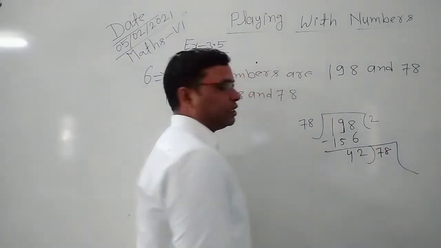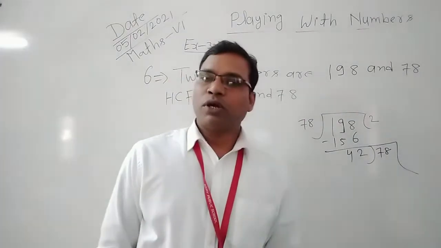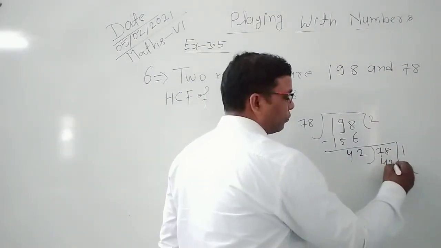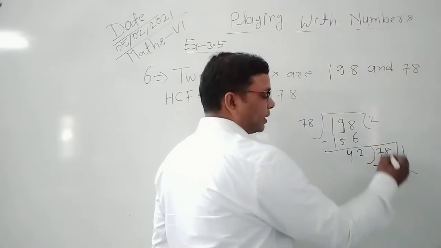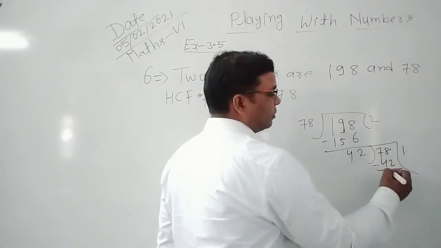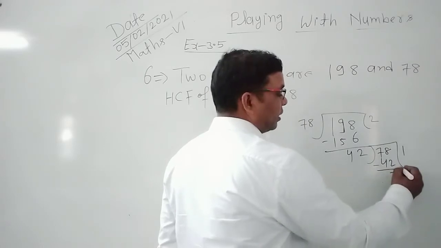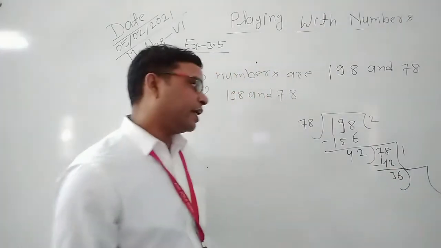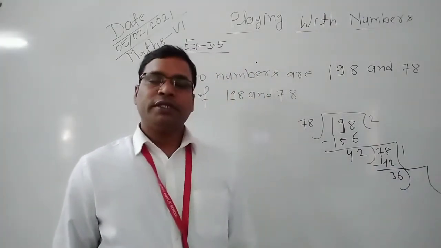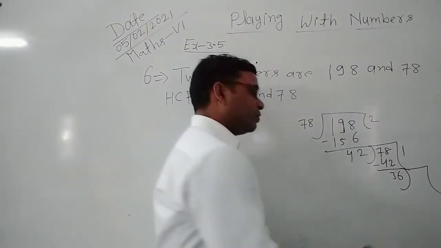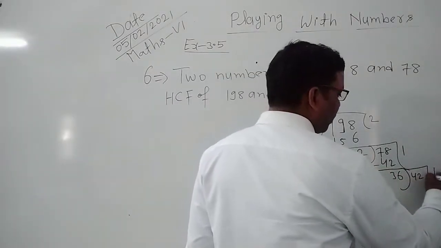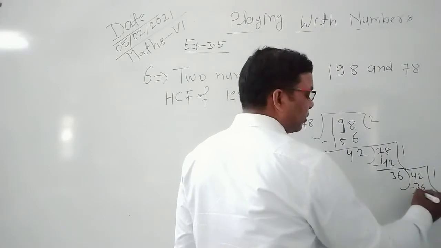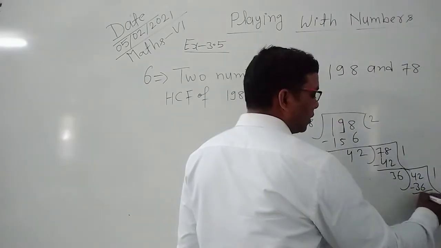Now this remainder becomes the divisor, and this divisor becomes the dividend. We write here 78. This is clear? How many times? 1 time. We divide 1 time, 1 times 42, and subtract again. We get 36. Now this remainder becomes the divisor, and this divisor becomes the dividend. So here we write 42, and again we divide it 1 time. 1 times 36, and subtract them. Then you get 6.